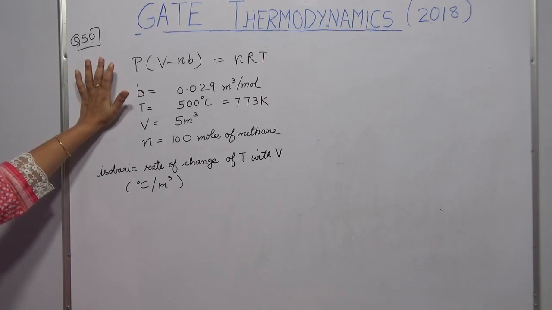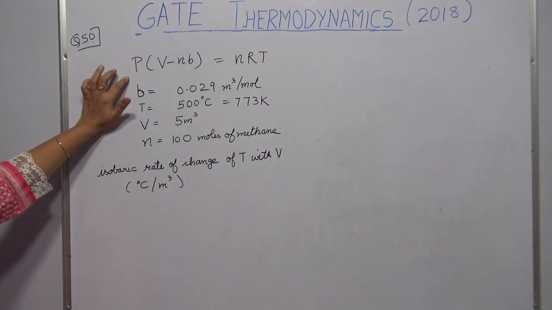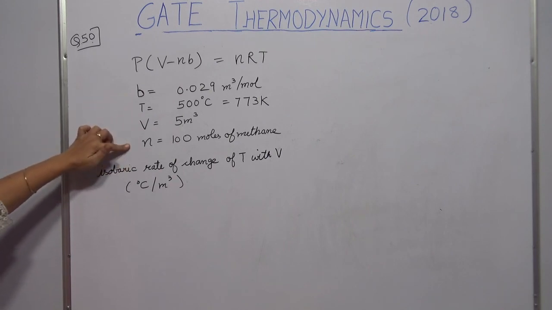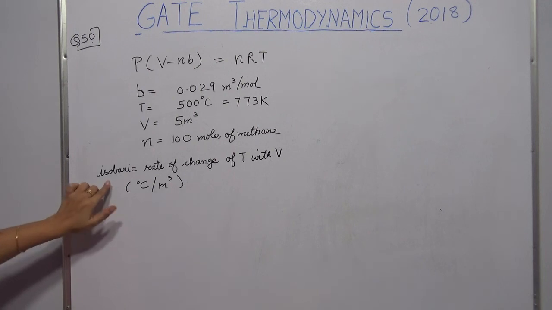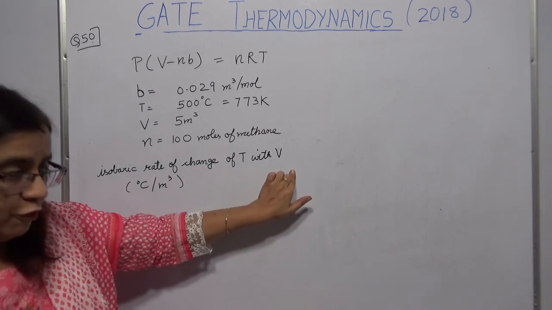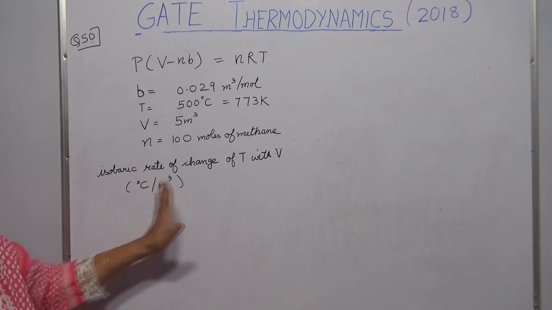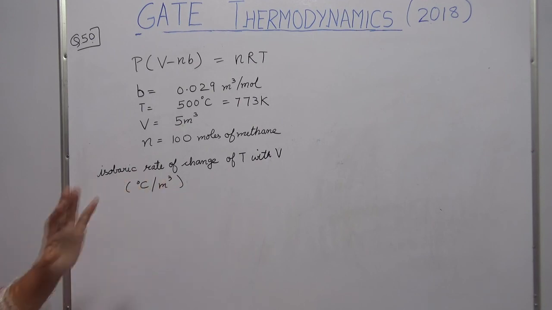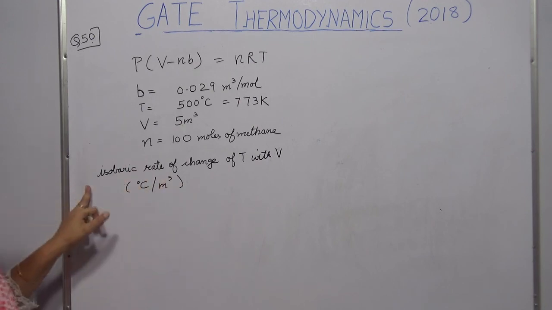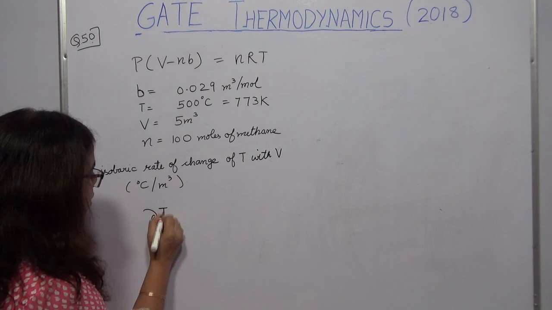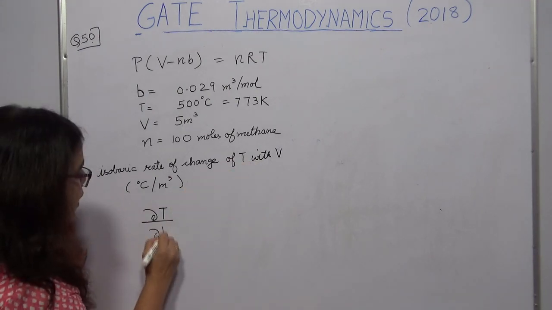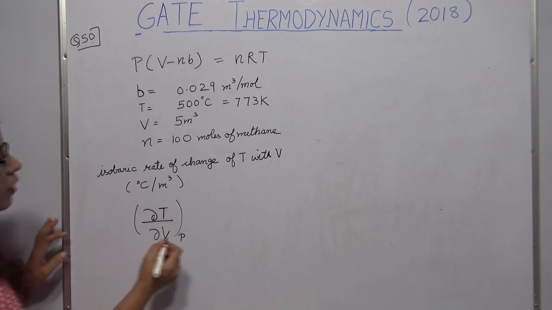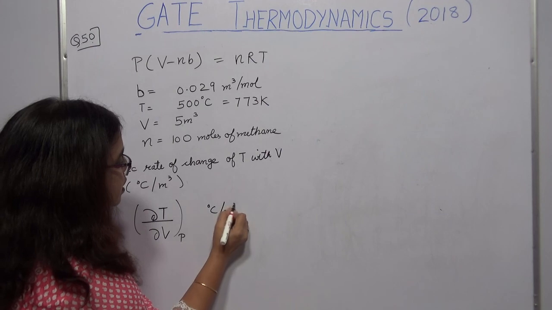Okay, so the second question is question number 50, in which it is given that you have methane in a piston cylinder arrangement and it obeys this PVT relation. Now the values of B, T, V and N are given. They have asked you to calculate the isobaric rate of change of T with V in degree centigrade per meter cube. Let's write it in terms of symbols: rate of change of T with V, del T by del V, isobaric, so at constant P. That is what you have to find out in degree centigrade per meter cube.